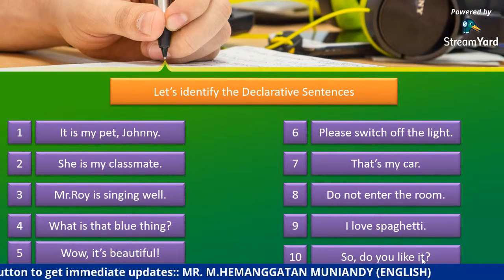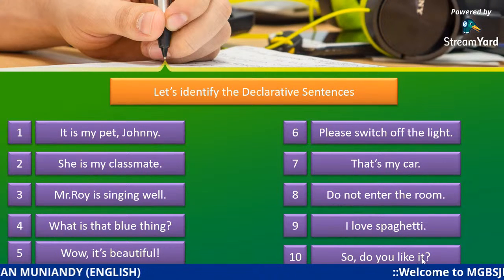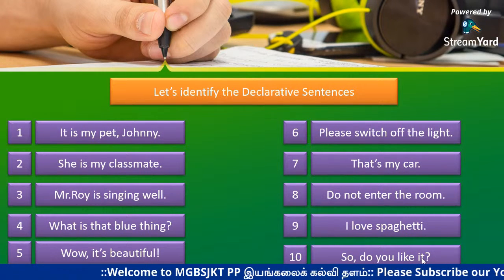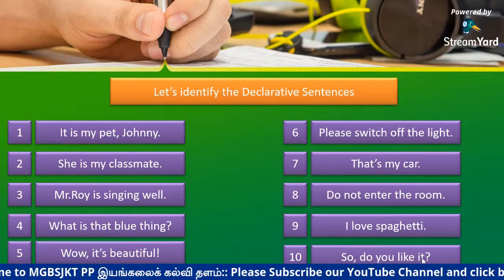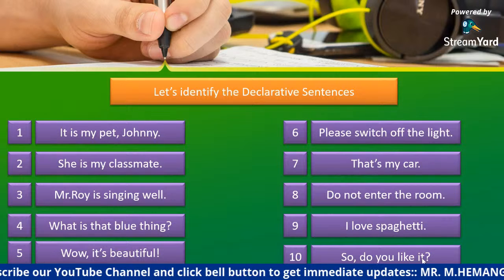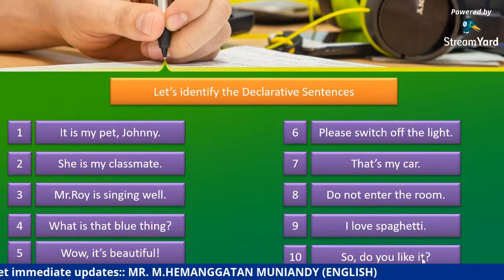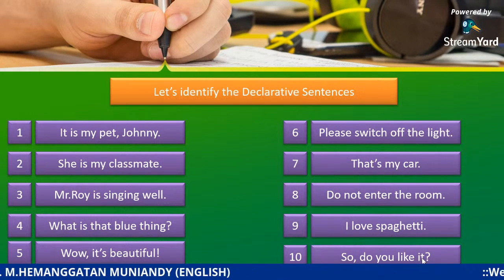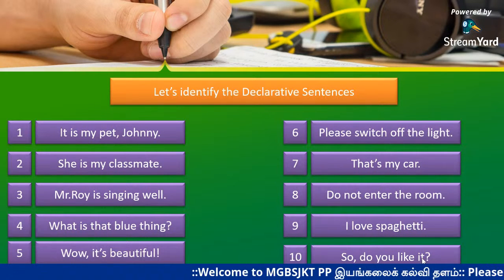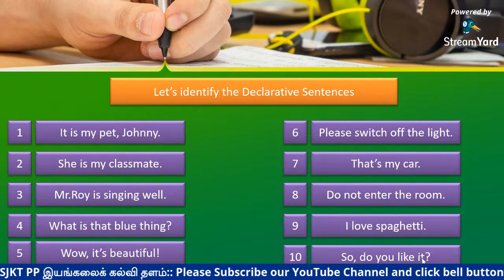Number six, please switch off the light. Oh, you're telling me to do something, so I don't think it's declarative. Number seven, that's my car. It sounds more like telling me that that is your car. Number eight, do not enter the room. Do you think it's information? You tell me. Number nine, I love spaghetti. Okay, thank you for the information. And number 10, so do you like it? I have a question mark there, so I don't think it's a declarative sentence.